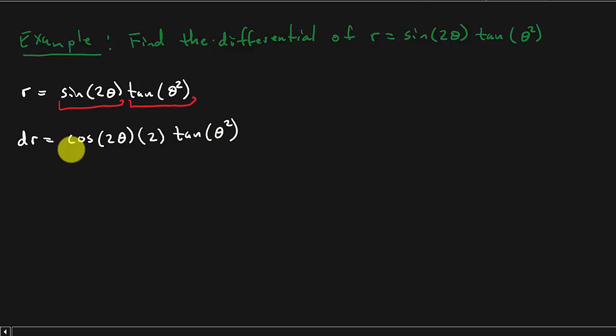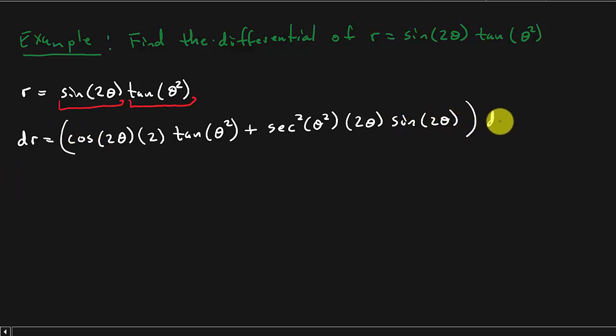Okay? So this is the derivative of the first function, and then times the second function, plus the derivative of the second function. Well, what's the derivative of tangent? That's secant squared times the derivative of what you're taking the tangent of. So the derivative of theta squared is 2 theta. So that's the derivative of the second function, and then times the first function, sine 2 theta. And so that's all times d theta.